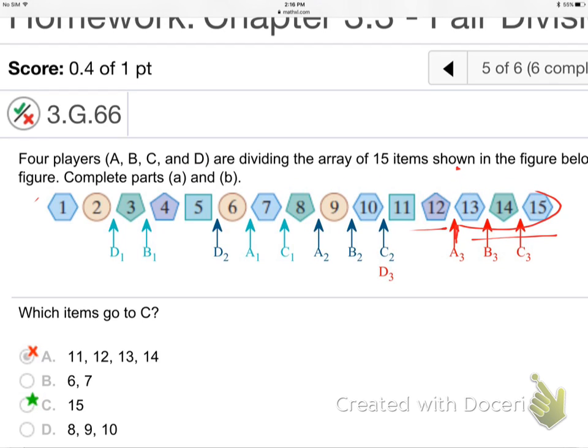Okay, so with all that said, let's do the method. So what's the method? I wrote it out for you last time, the method of markers.